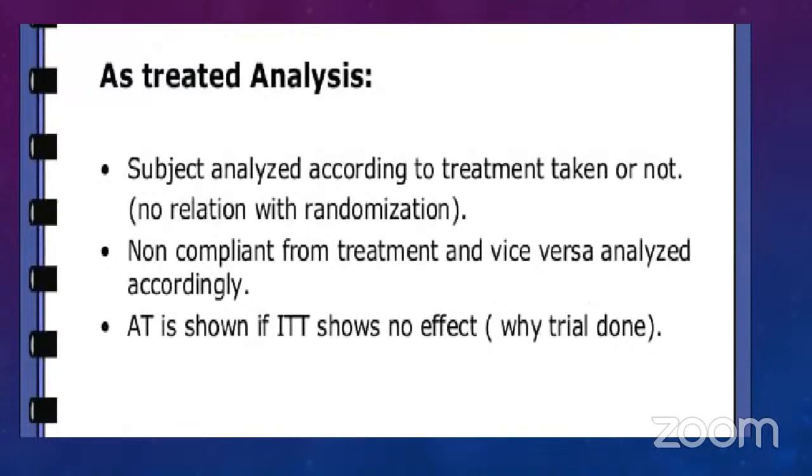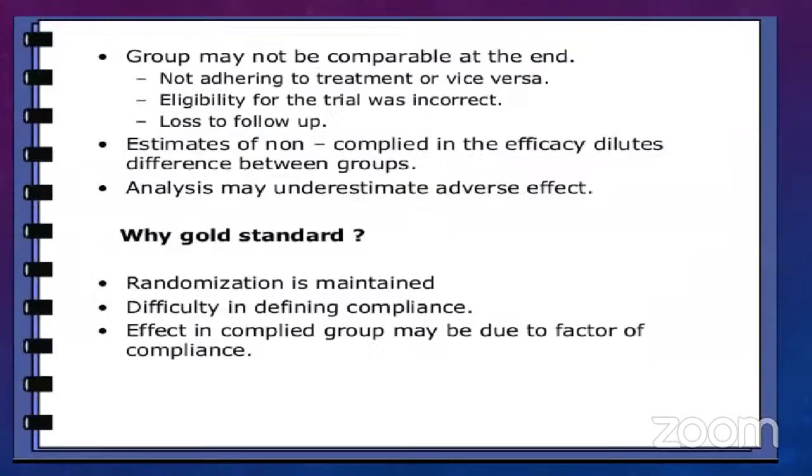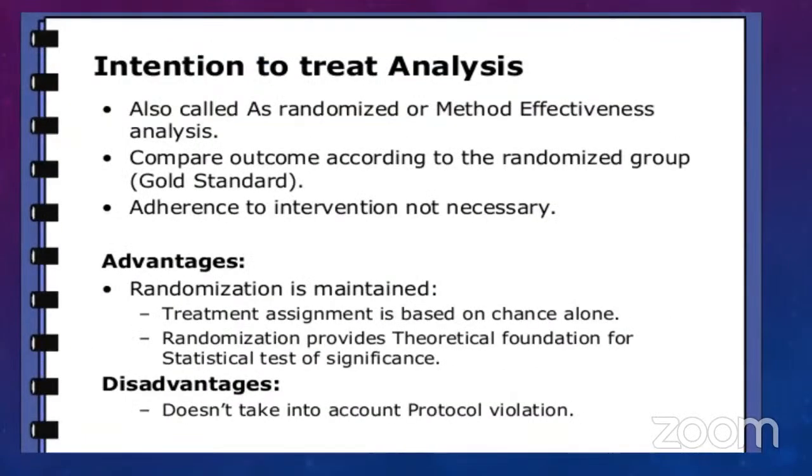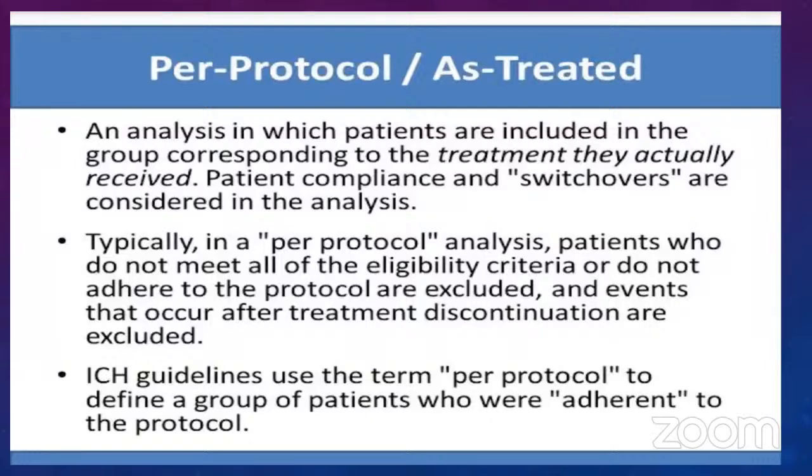So again, it is analyzed according to the treatment taken or not, and as treated is usually used if the intent to treat shows no effect. So it is always better to have an intent to treat proven significant than a per protocol analysis. But what the per protocol shows is that you can use the drug as it has a benefit. Like, if a drug is supposed to stop diarrhea, the drug might have a benefit as shown by a per protocol analysis.